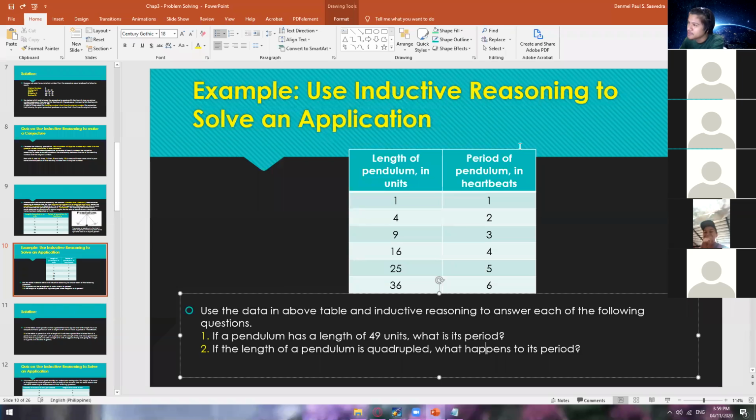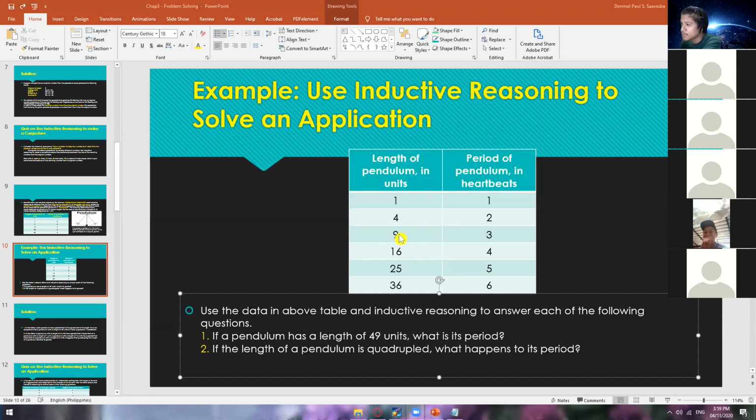So very good, Mr. De Polo. So it's not quadrupled, but it's only doubled. So if we have, let's say, for example, 4, and then you quadruple this one, 4 times 4 is 16. So what happened to our period? From 2, it became 4. So times 2. So quadrupled in length and then doubled in units.